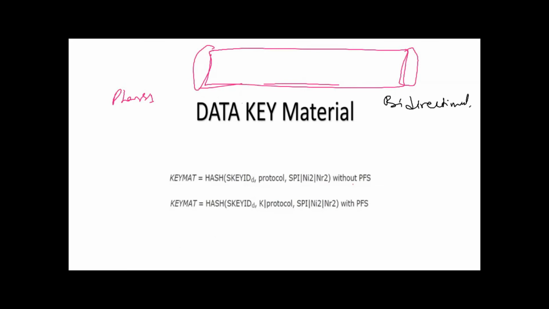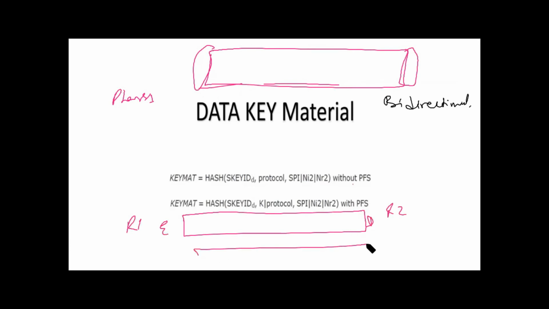Whereas phase 2 is not bidirectional. Phase 2 is one for the encryption. Maybe this is R1 side, this is R2 side. Here it is encrypting, here it is decrypting, and one for the encryption on the other side. It is encrypting, it is decrypting from R2 side. We can say unidirectional. So phase 2 tunnels are unidirectional tunnels.